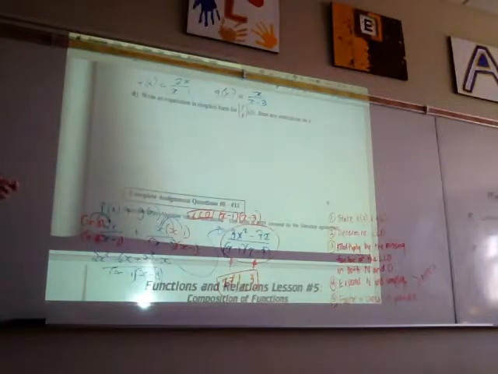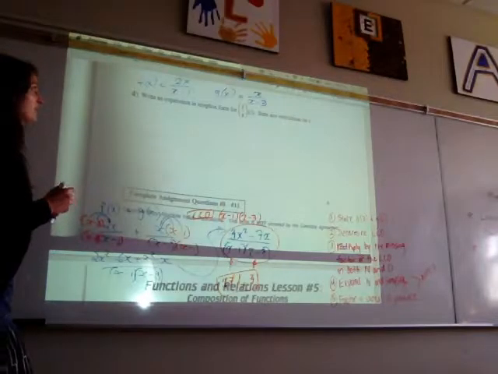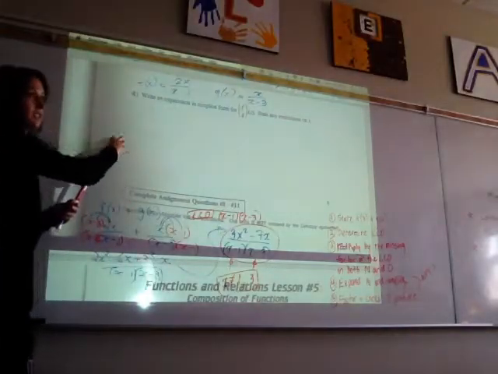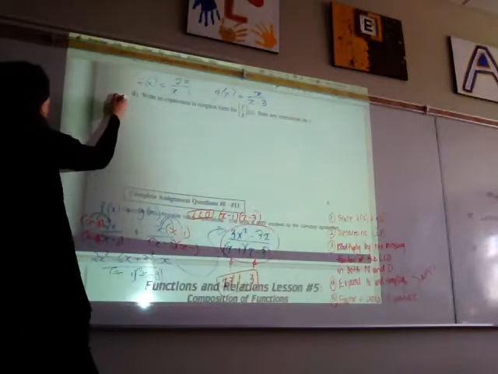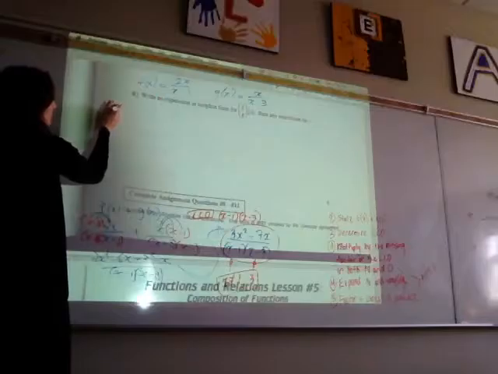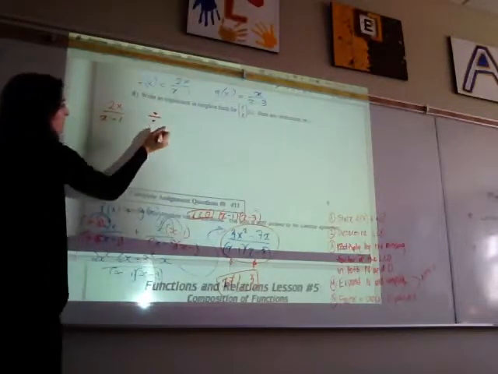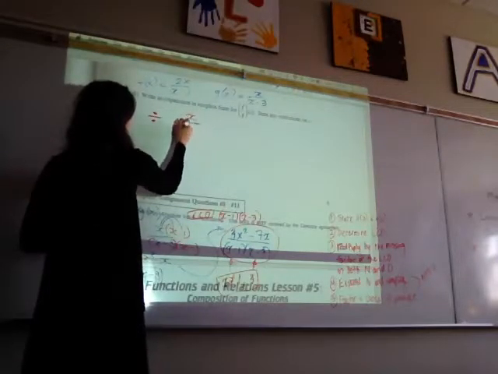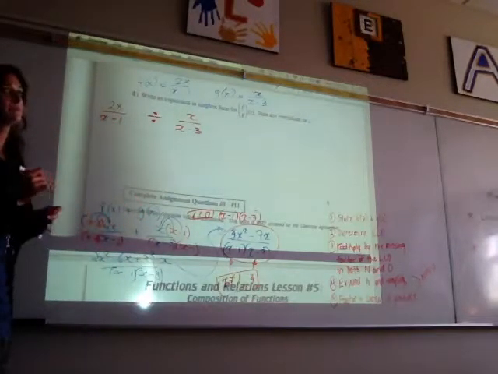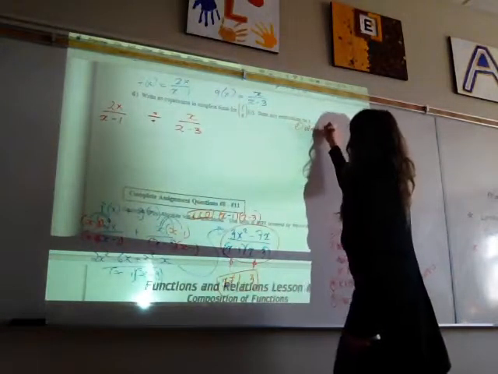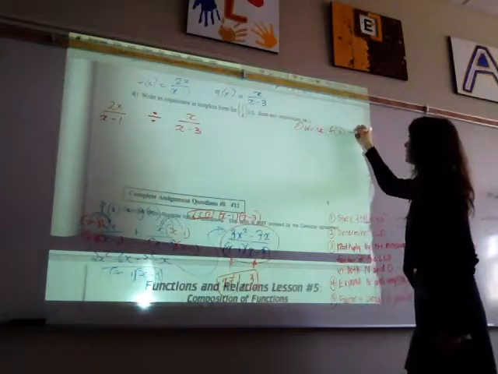Okay, so for part D, we have to write an expression in simplest form. Basically, we're taking the quotient f of x divided by g of x, and then stating our restrictions. So instead of writing it this divided by this on top of each other, I find it's easier to write it side by side. So 2x divided by x minus 1 will be divided by g of x, which is x divided by x minus 3. So step 1, just write out f of x divided by g of x.